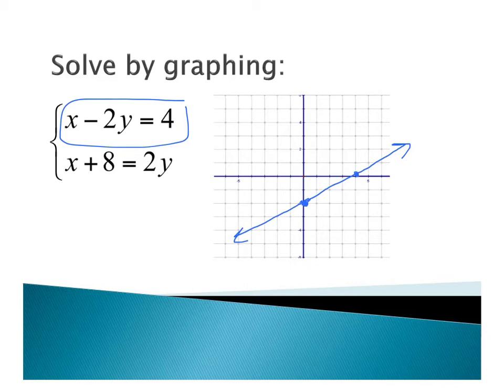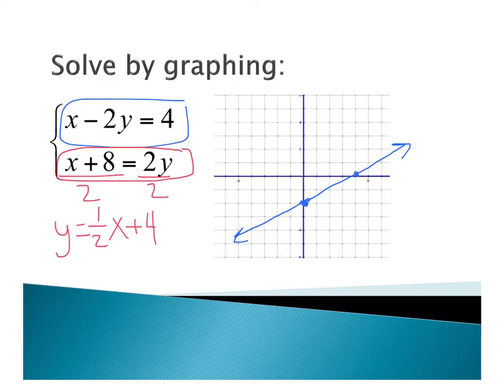For this one, we'll do this one in red here. I'll divide by 2 on everything. So I'm going to be left with y equals, well, x divided by 2 is the same as 1/2 x, plus 8 divided by 2 is 4. Let's graph this one. I have 4 up here, and then I'm going to go up 1 over 2, up 1 over 2, and so on and so forth. And we can go over here and over here.